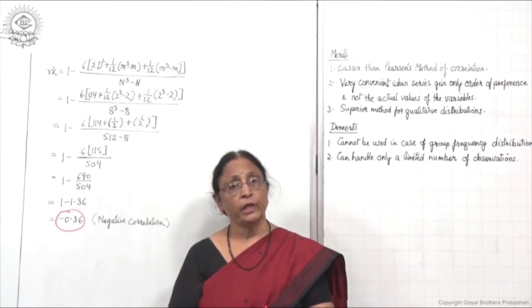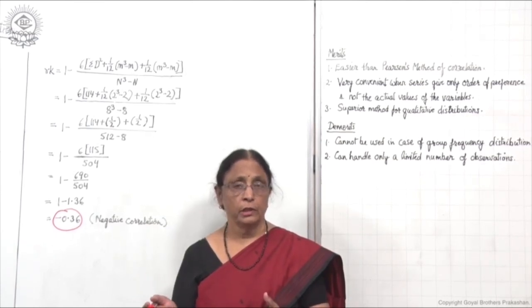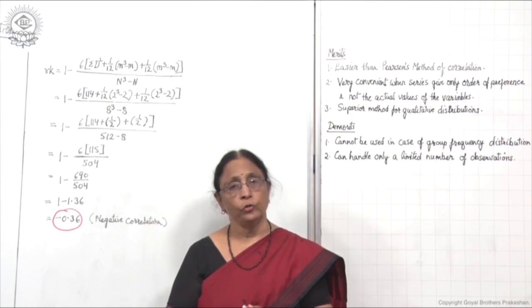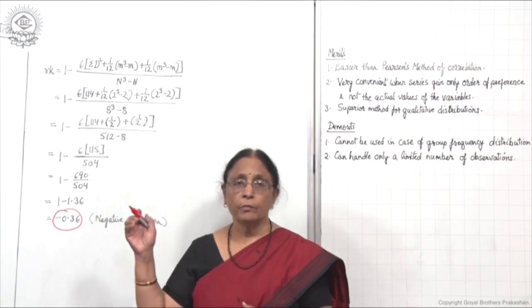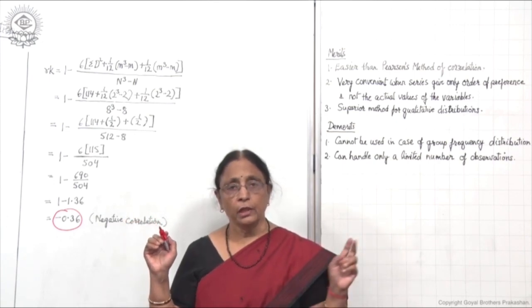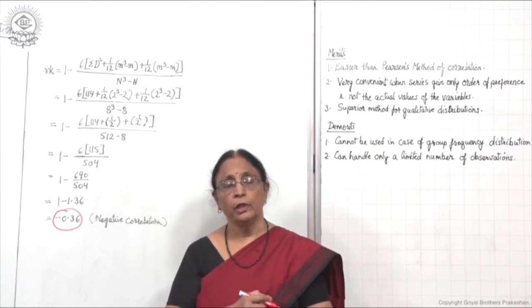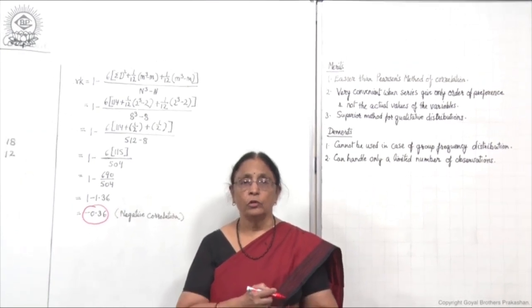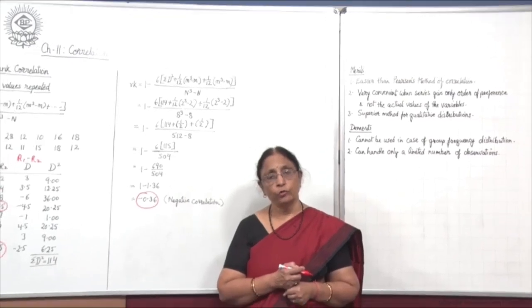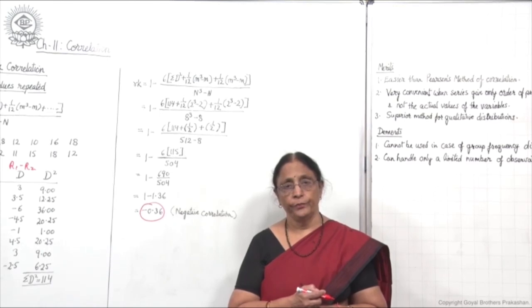But if there are a large number of observations, in hundreds or 200s or in thousands, then it is not possible to allot them rank and do the calculation of the coefficient of correlation by this method. So these are two main demerits of Spearman's rank correlation, but still it is considered a very good method for finding out the coefficient of correlation in case of qualitative values, right?